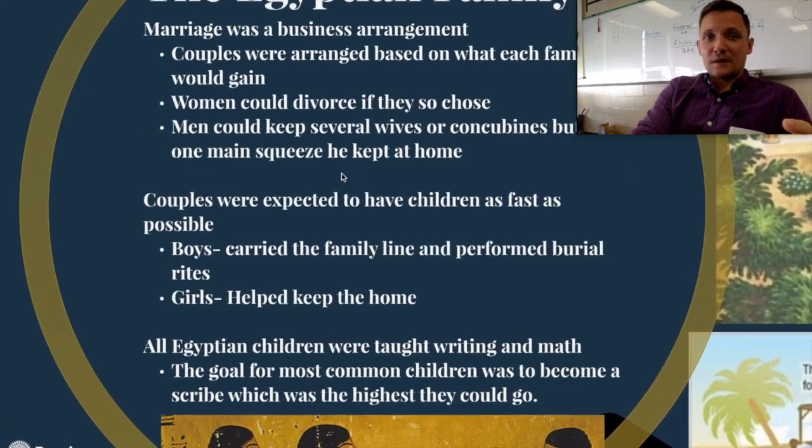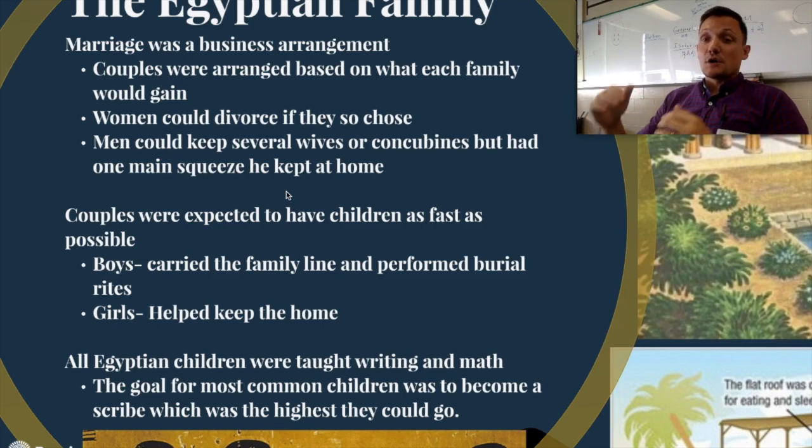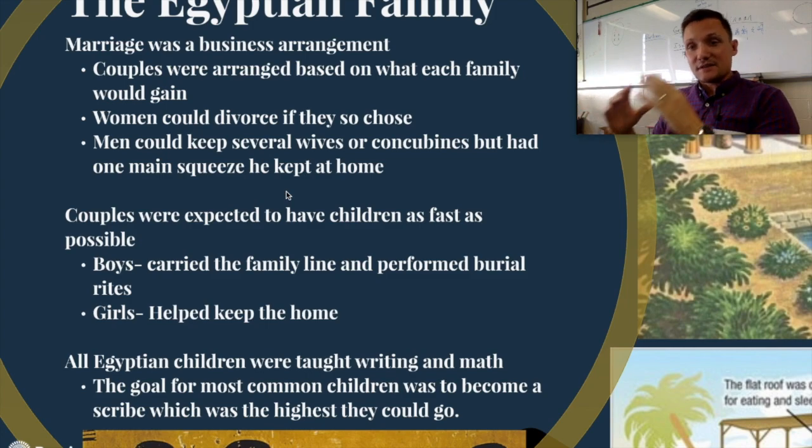Now, the Egyptian family marriage was a business arrangement as far as many Egyptian families were concerned. Couples were arranged based on what each family would gain. So, marriages in Egypt were a lot like many Eastern cultures, right? You have to understand, Egypt and these ancient cultures, why we talk about them so specifically, is because they're the original marker. They're the impression, the mold of a civilization, right?